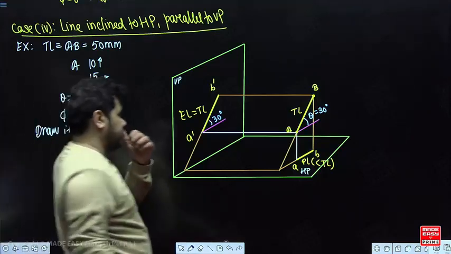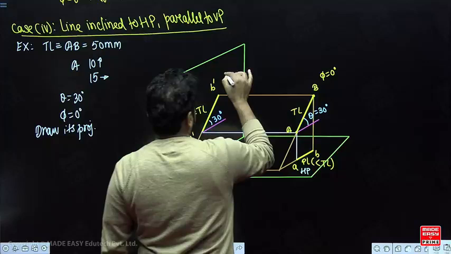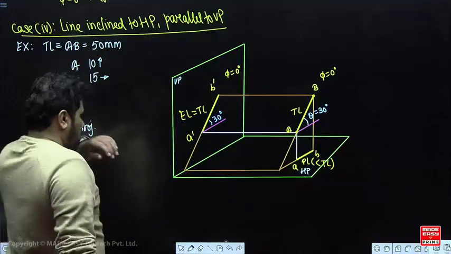ठीक है. अब now see here, phi is equal to 0 degree because line is parallel to VP, है ना. फाई कितना है? 0 डिग्री के बराबर है.